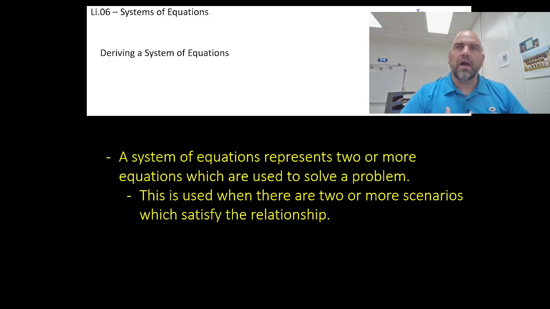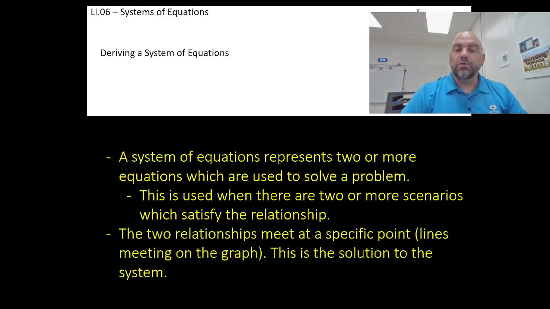And so there's a couple different equations that might come about, and I'm going to show an example of that in just a little bit. The two relationships are going to meet at a specific point. Okay, so this is where the lines meeting on a graph, they're going to meet at a point. This is a solution to the system.